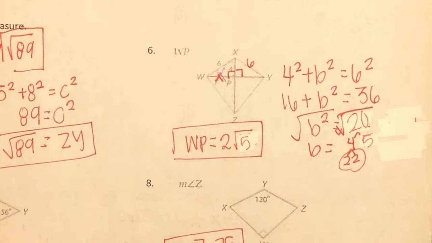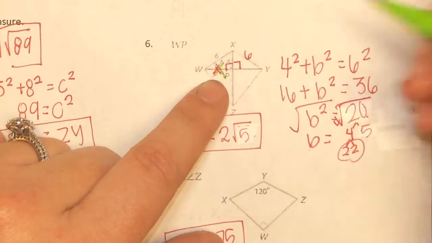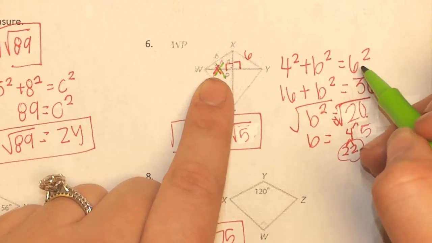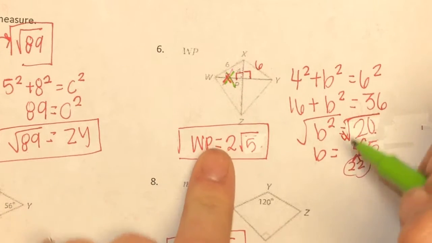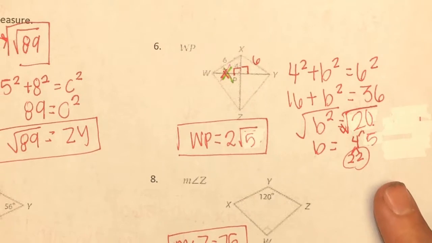Same concept for number 6. The only difference is that you have your hypotenuse and you're solving for either A or B. So you have 4 squared plus B squared equals 6 squared. Keep solving. You get down to 20. Take the square root of 20, and your final answer is 2 square root of 5.